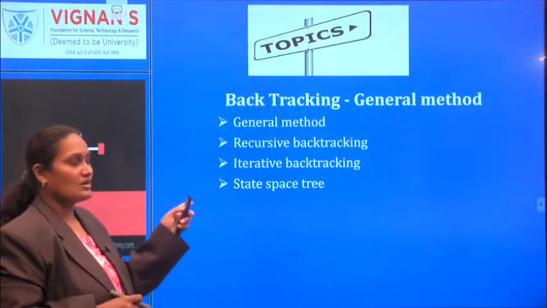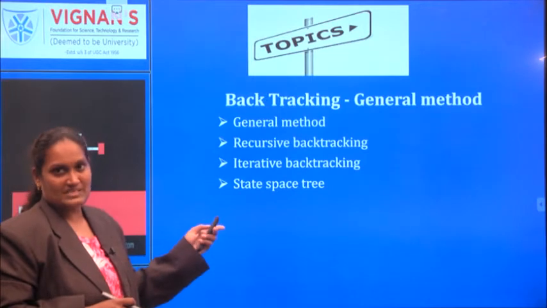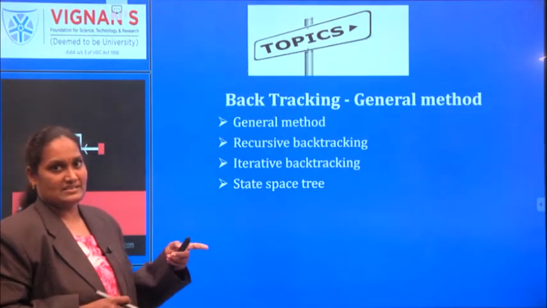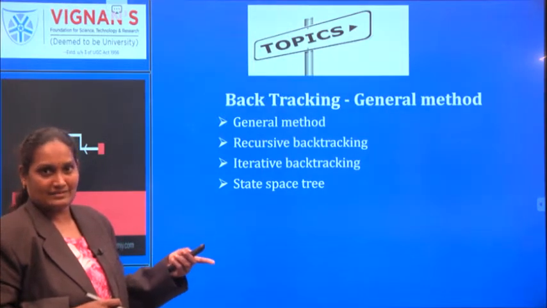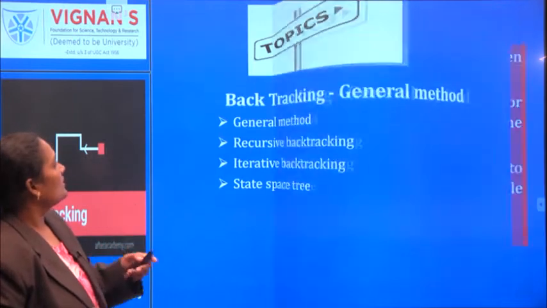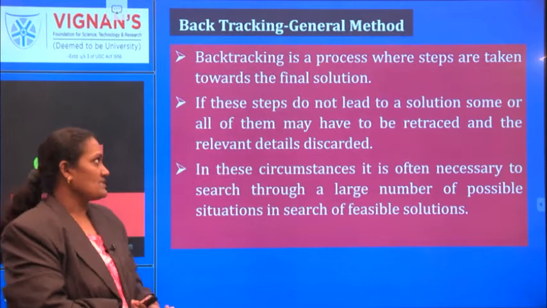That is, the basic concepts related to backtracking, which are nothing but state space tree and some constraints, explicit constraints, implicit constraints, etc. Some basic concepts are there. We are going to discuss all those basic concepts. Now, coming to the general method of backtracking. What is the backtracking process?